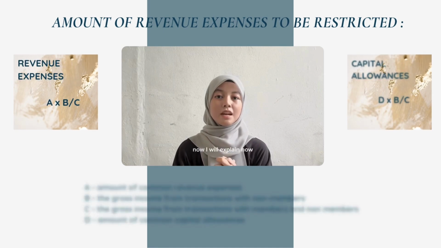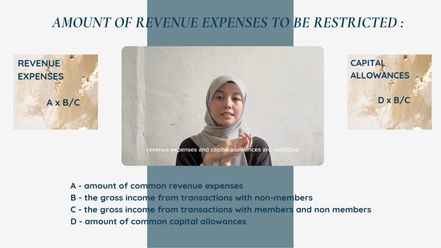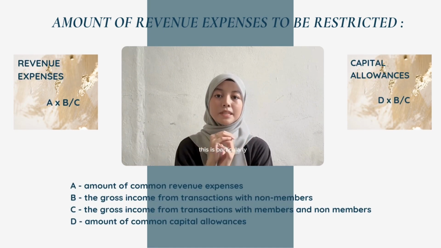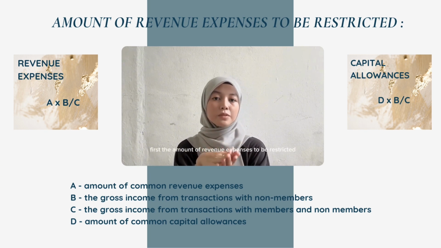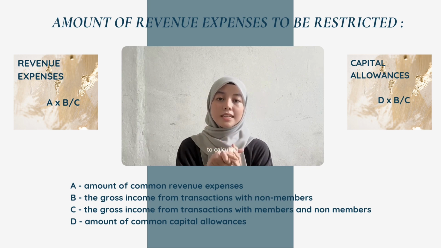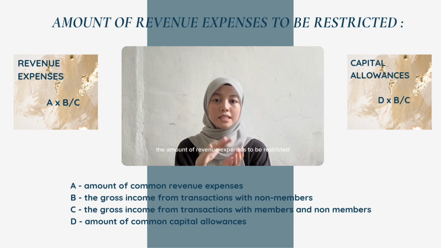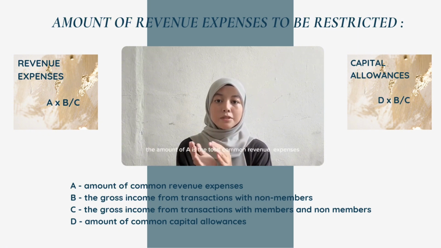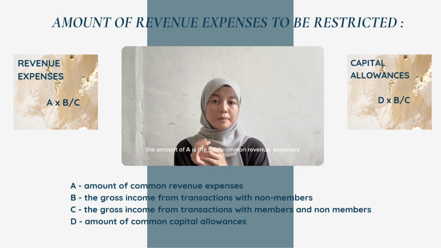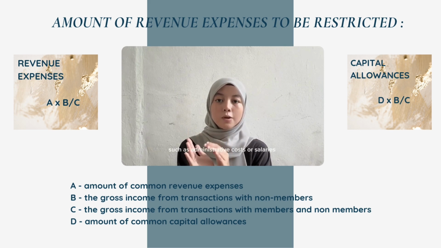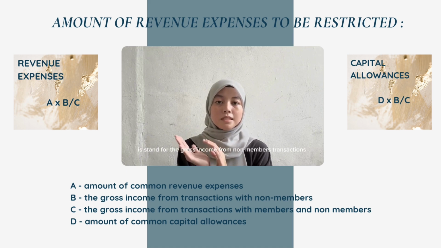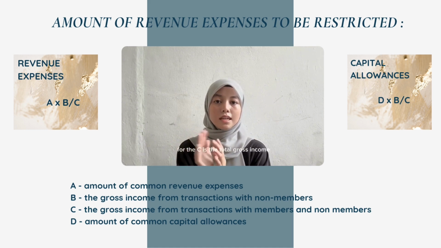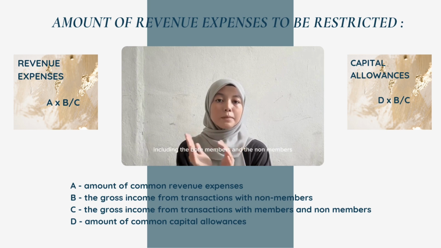Now, I will explain how revenue expenses and capital allowances are restricted when calculating income for clubs. This is particularly important when dealing with income from non-members. First, the amount of revenue expenses to be restricted. To calculate the amount of revenue expenses to be restricted, we will use this formula: A times B over C. The amount of A is the total common revenue expenses such as administrative costs or salaries. B stands for the gross income from non-members transactions. C is the total gross income including both the members and the non-members transactions.